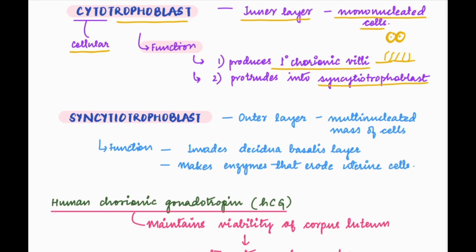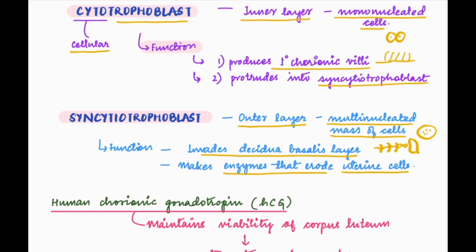The second layer of the trophoblast is the syncytiotrophoblast, which is also the outer layer of the trophoblast, and it has multinucleated cells, meaning a single cell will have multiple nuclei. It functions as it invades the decidua basalis layer. So, it actually moves in and erodes the decidua basalis layer of the uterus. It makes certain enzymes that erode this uterine wall.